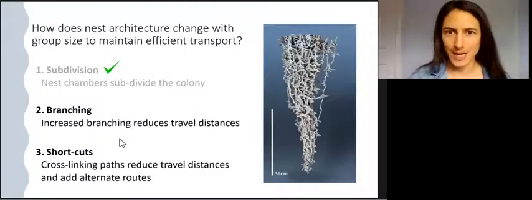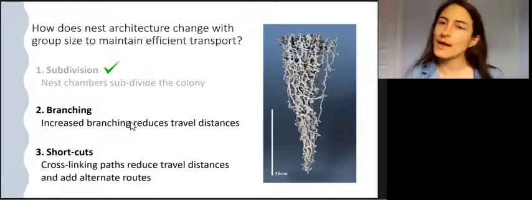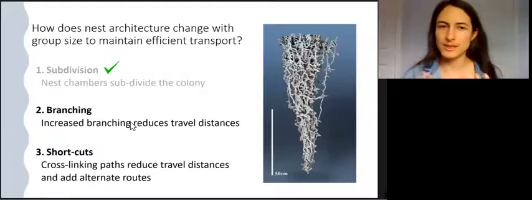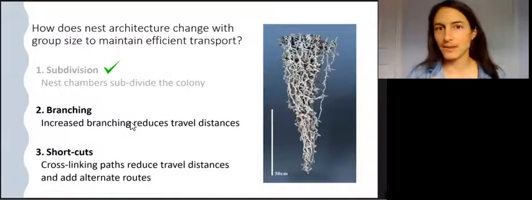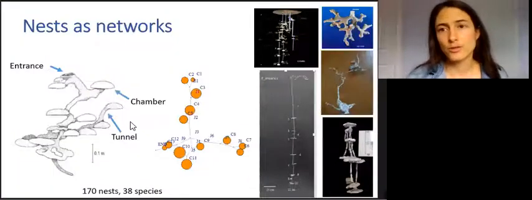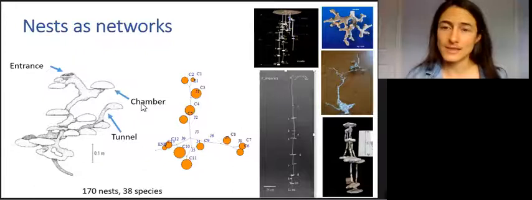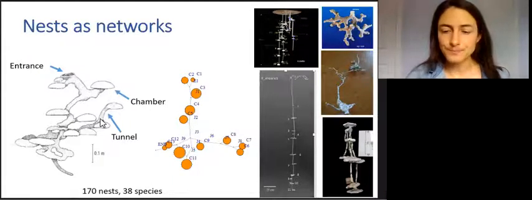So the next two hypotheses relate to the topology of the nest, or how the tunnels are connected. And they are both ways in which the nest could reduce travel distances. And so I'll explain how we tested both of these hypotheses together. So first, in order to quantify the structural features of nests, we had to convert nest images and castings into networks. And so we did this by assigning each chamber a node and each tunnel an edge.